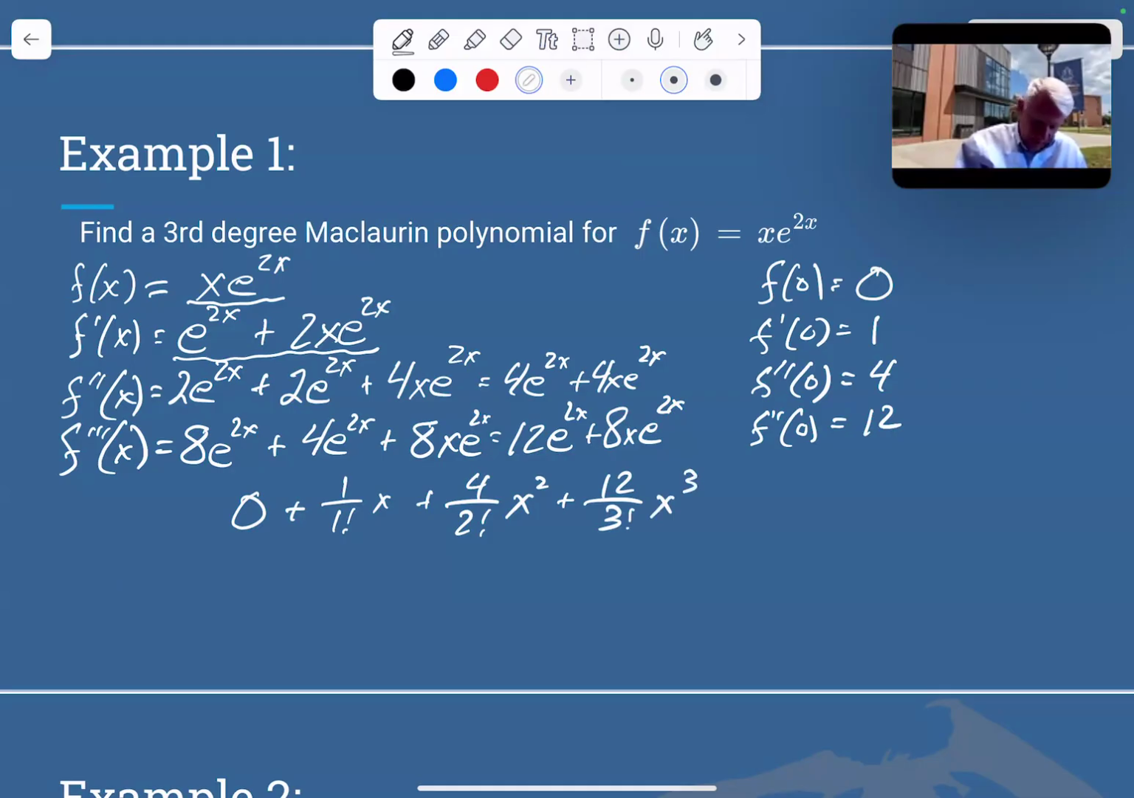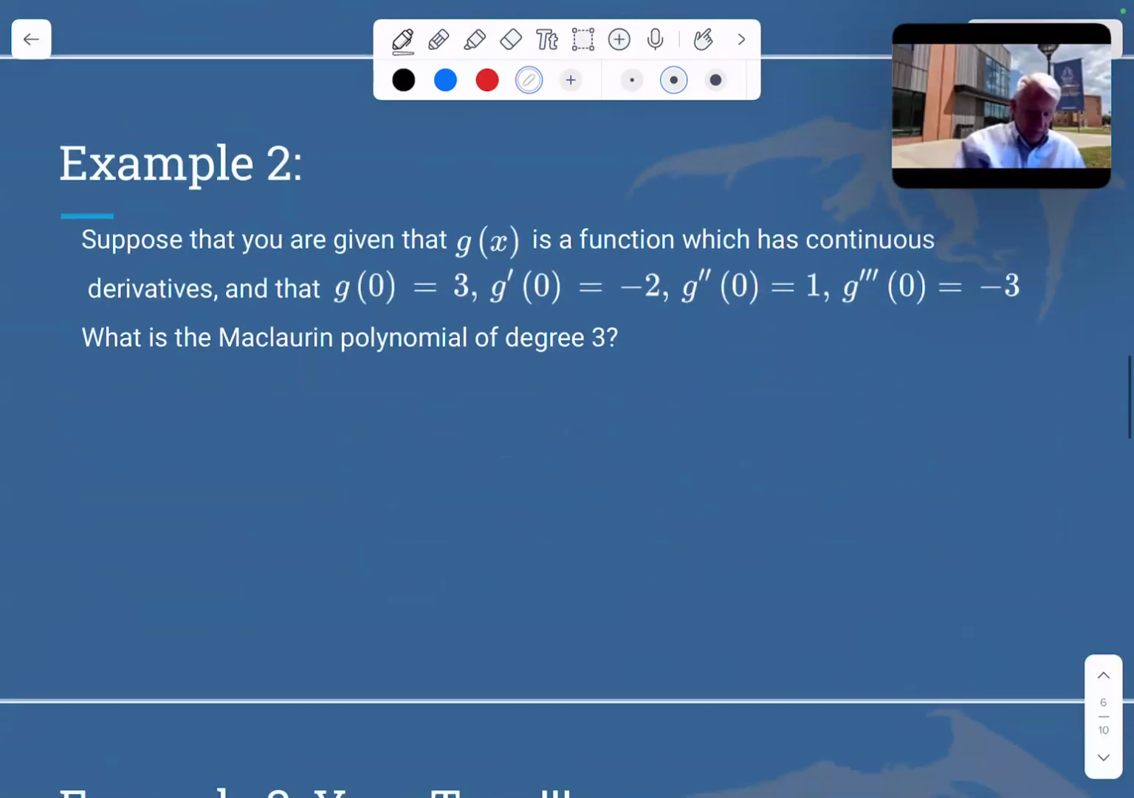So I should end up with x plus 2x squared, because 4 divided by 2. And then 12 divided by 6 is going to give me 2x to the third power. So this is going to be my third degree Maclaurin polynomial. And it's actually pretty nice and pretty slick. All right, so let's go to example 2.